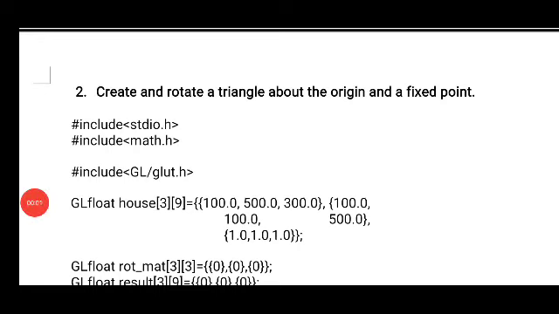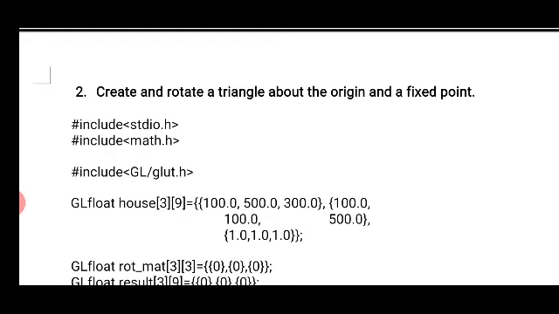Hello friends, in this video we are going to discuss the second program of your CGV Lab, that is create and rotate a triangle about the origin and a fixed point. Here we need to create one triangle and we have to rotate it using a fixed point, and that fixed point is going to be entered by the user.